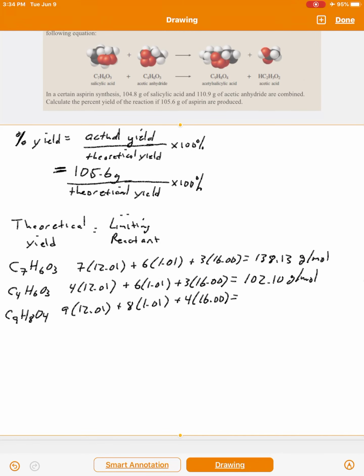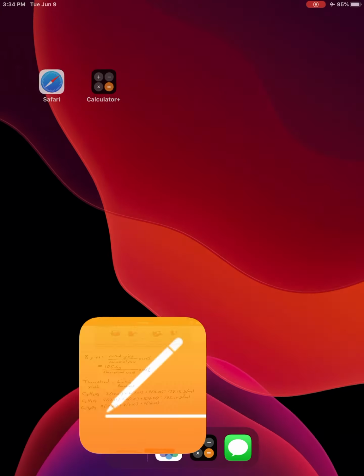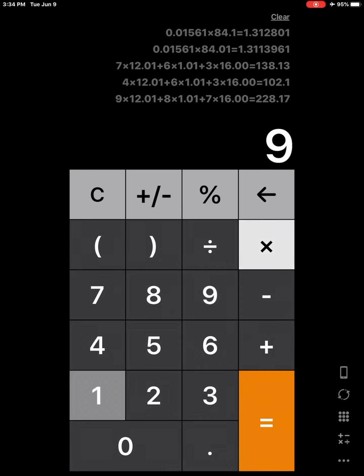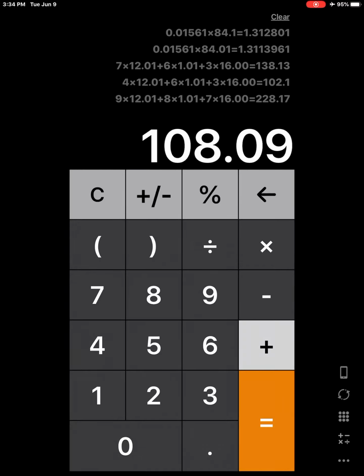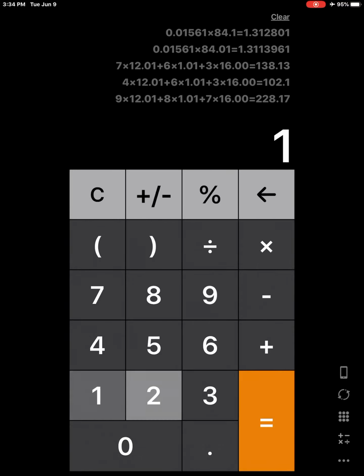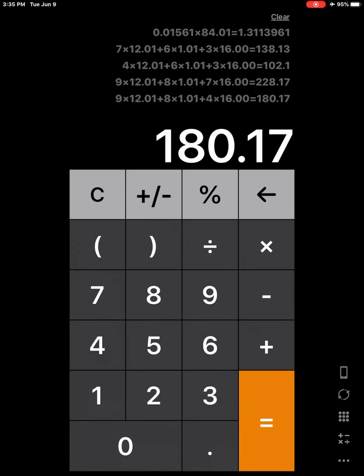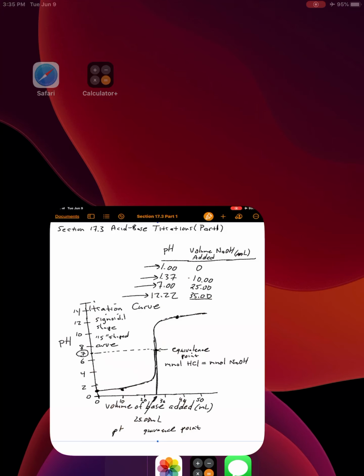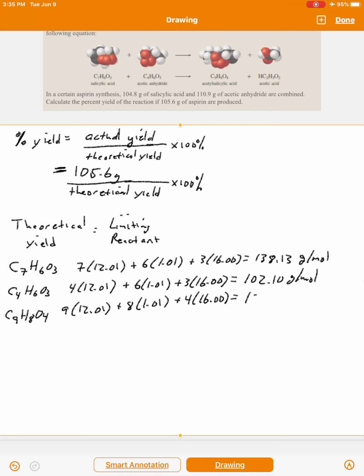Oops, sorry, I got the wrong formula. It's 9 times 12.01 plus 8 times 1.01 plus 4 times 16. 180.17. Interesting fact is that the molar mass of aspirin is pretty darn close to the molar mass of glucose. Glucose is 180.18. Aspirin is 180.17. Pretty close.